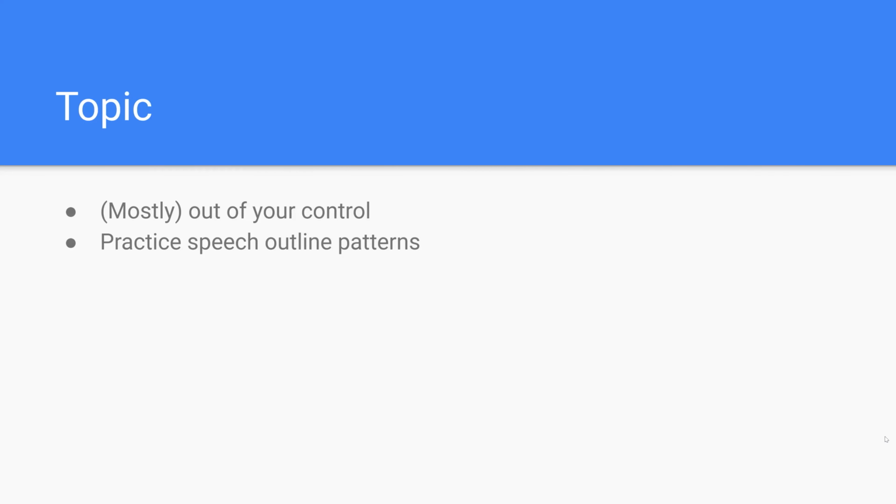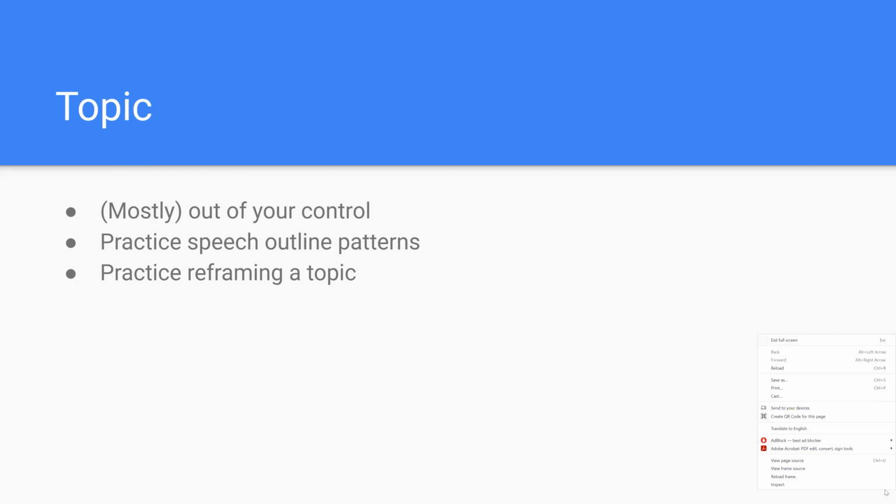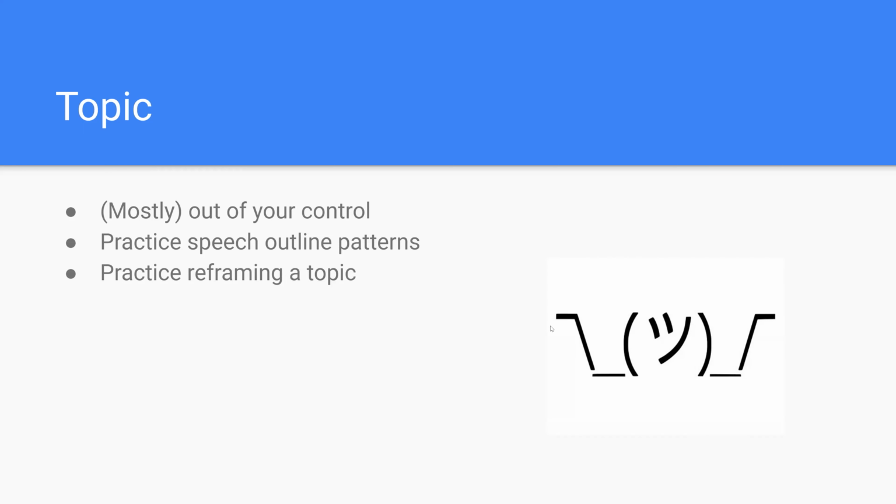Well, you can practice speech outline patterns. You can practice reframing a topic, looking up different words or phrases and figuring out how to relate them to something you actually do know. So, as I said, while the topic is mostly out of your control, you're able to practice those speech outline patterns and reframing topics to help you understand how to approach something when you don't necessarily know what the information will be.